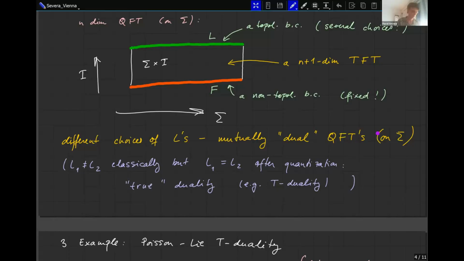There was this statement that if somehow we have two different things classically, but after quantization they become the same, then this is what you would call, now this is probably a safe statement, that now they are dual in the sense that we have two descriptions of the same quantum field theory. Okay. And you see, this is what actually does happen for abelian Chern-Simons.